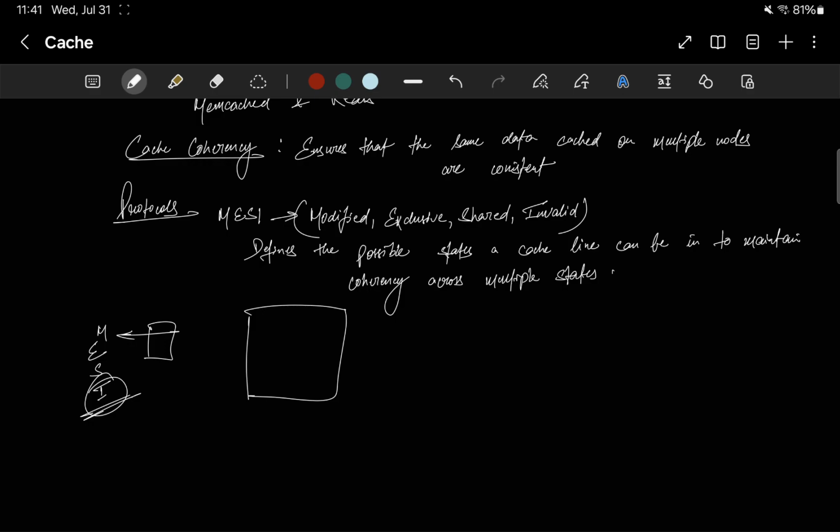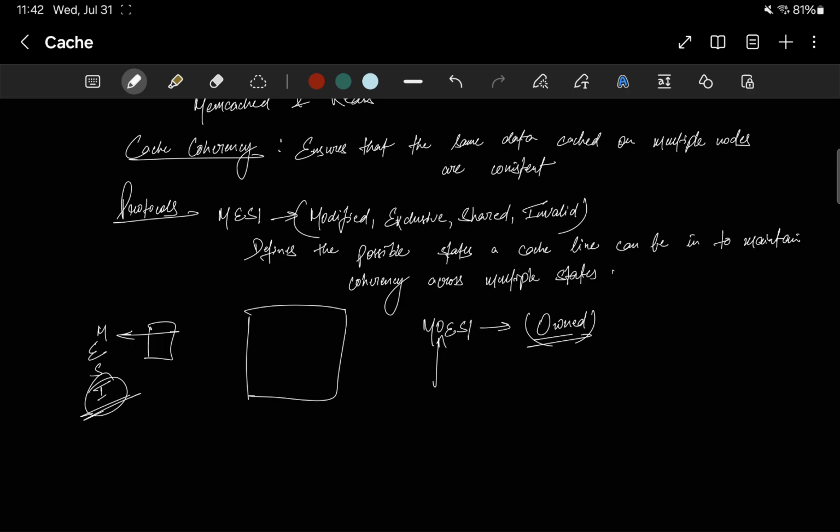Another protocol that exists and is used is called MOESI. It's similar to MESI. M is modified, E is exclusive, S is shared, I is invalid. There is only one addition, O, which is called owned, which is different from MESI. So this cache line is not only exclusive, but it is known to be unmodified in other caches. If something is O, it says that this is exclusive as well as unmodified in other caches.